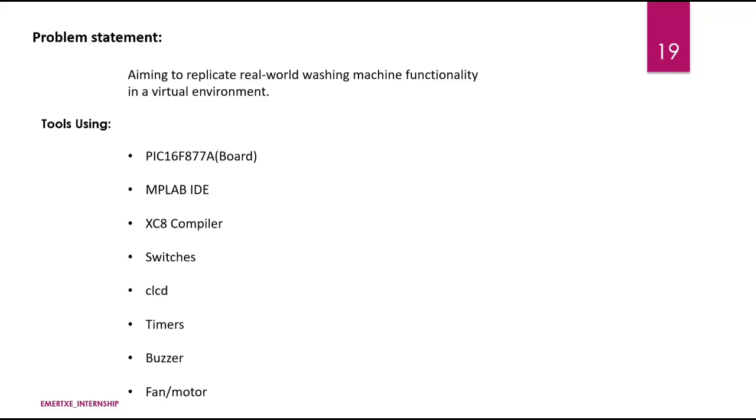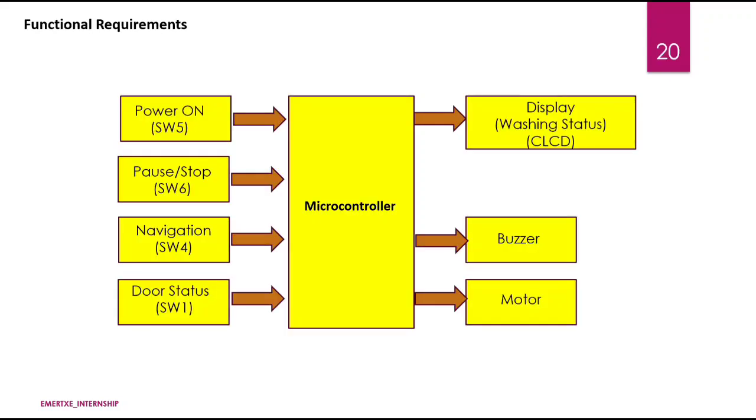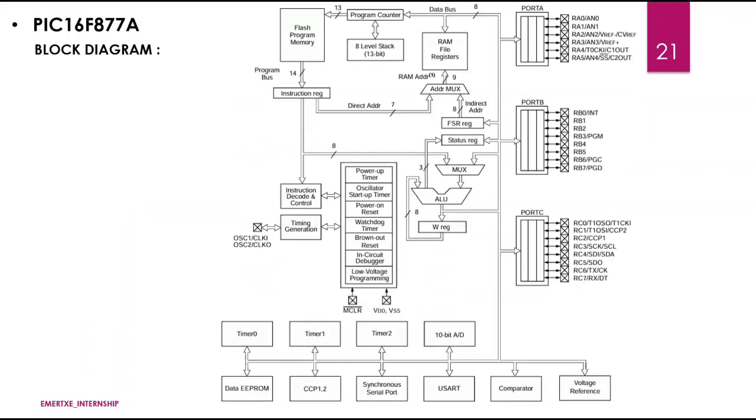So what are the functional requirements? As you can see, this is the block diagram of the program. The functional requirements are the power on, the pause or stop screen, navigation, the door status, and the display of the washing status. We need a buzzer and a motor. So these are the functional requirements of the microcontroller. Now let's move on to the block diagram.